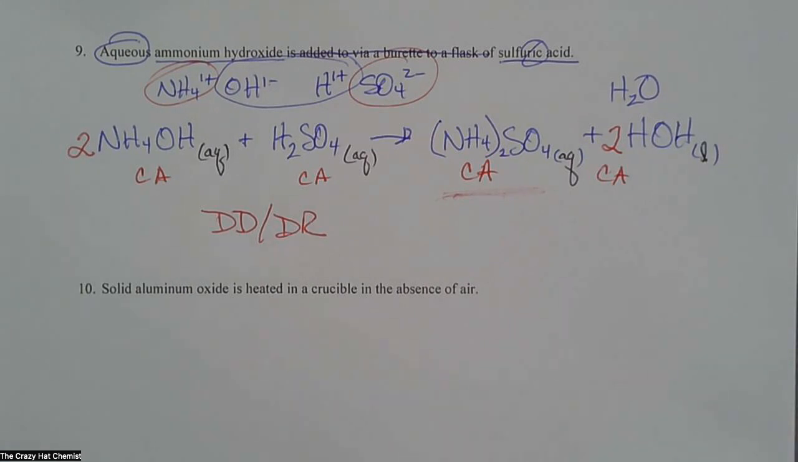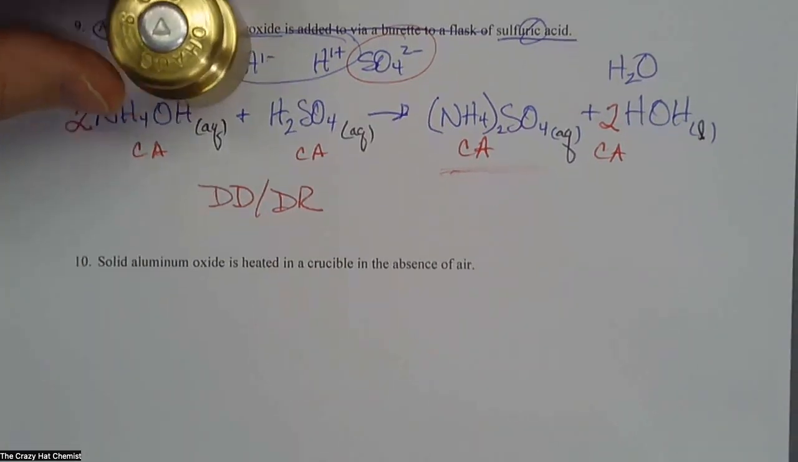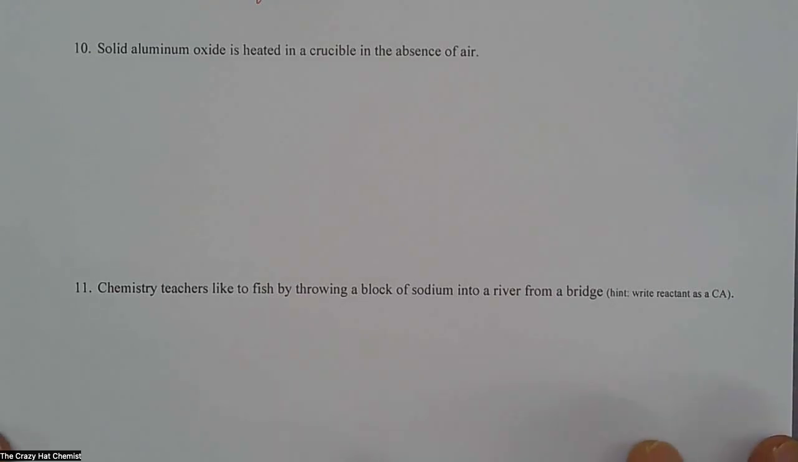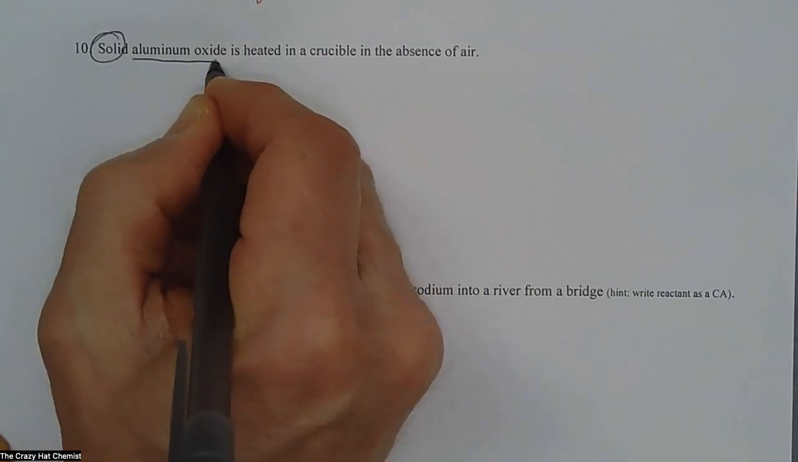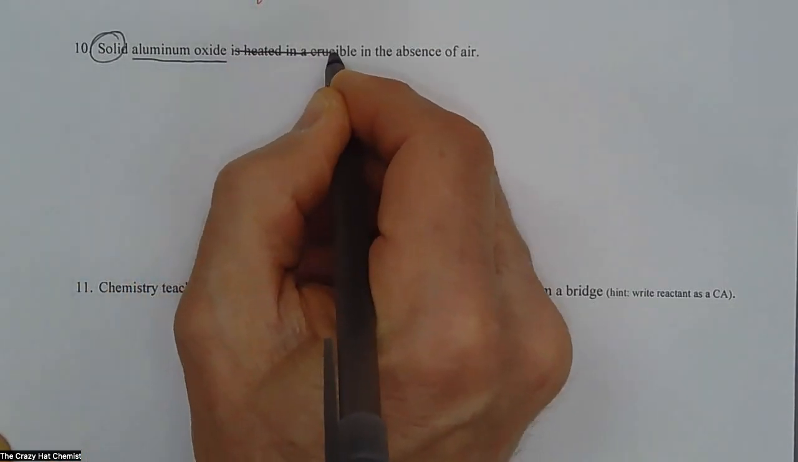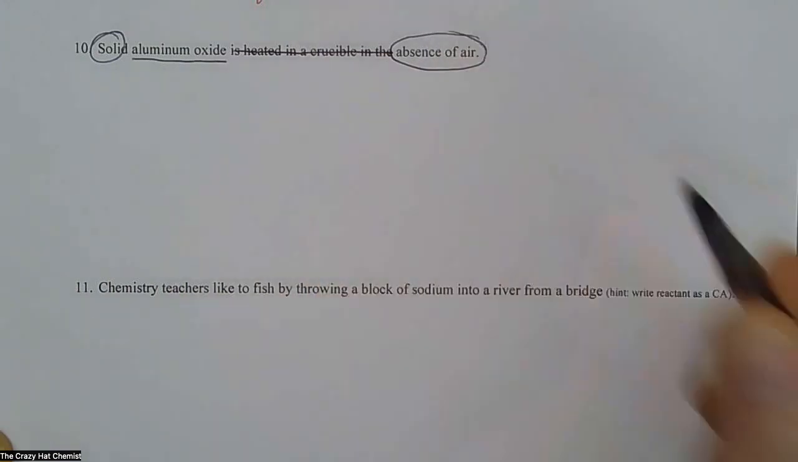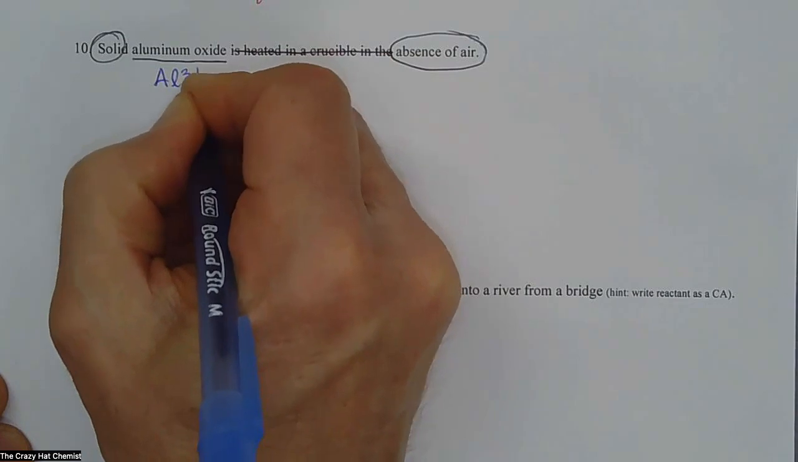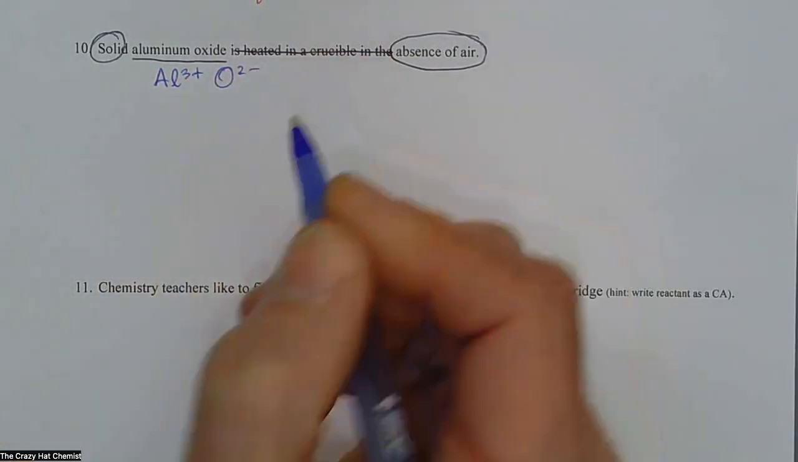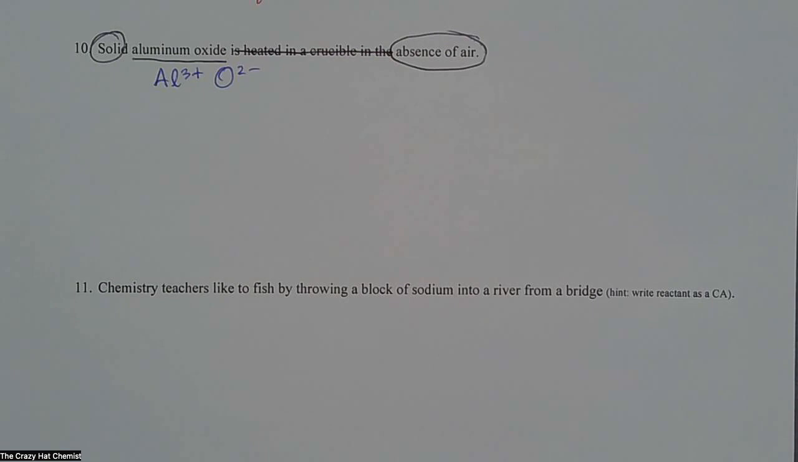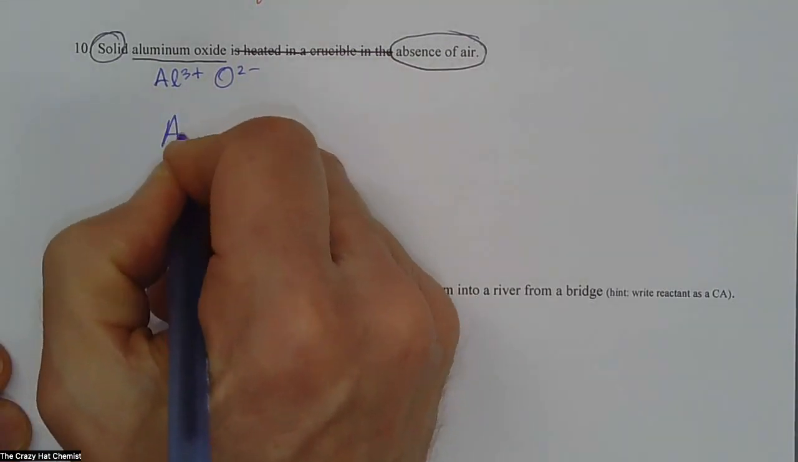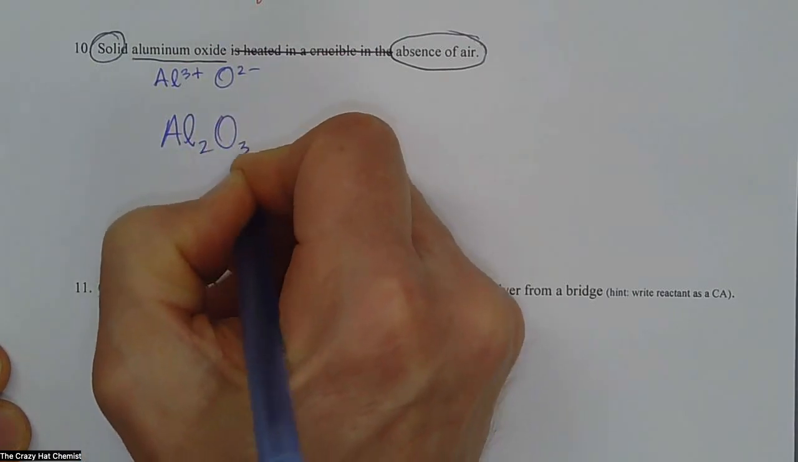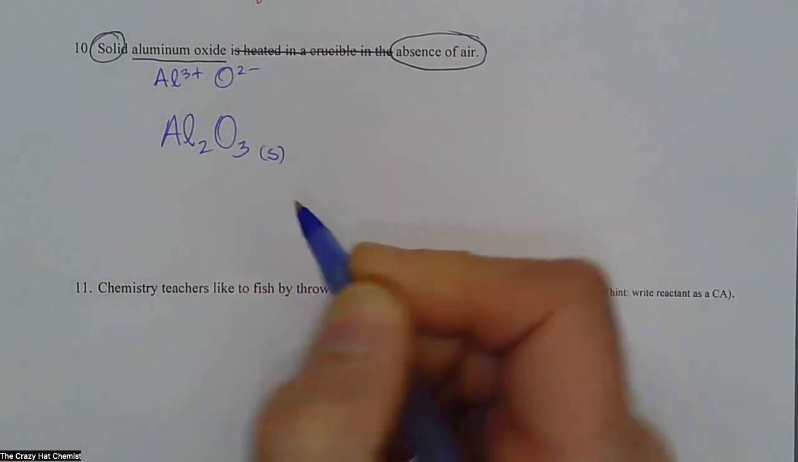All right, let's move on to number 10. So let's slide this baby on up here to number 10. Number 10 says solid aluminum oxide is heated in a crucible in the absence of air. Okay, so aluminum is a 3+ charge. That's a periodic trend. Oxide is a 2- charge. That is also a periodic trend. I'm going to put these two things together, take the bull by the horn, flip, bring it down, and I get Al2O3. And it says it's a solid, so I'm going to write that there.